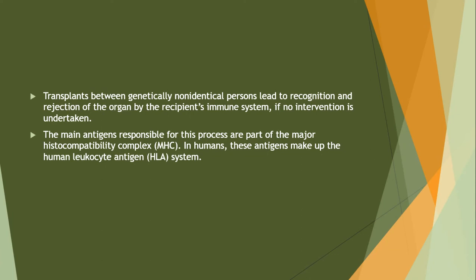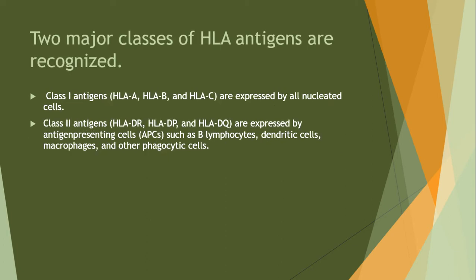Transplants between genetically non-identical persons lead to recognition and rejection of the organ by the recipient's immune system, if no intervention is undertaken. The main antigens responsible for this process are part of the major histocompatibility complex. In humans, these antigens make up the human leukocyte antigen system. Two major classes of HLA antigen are recognized.